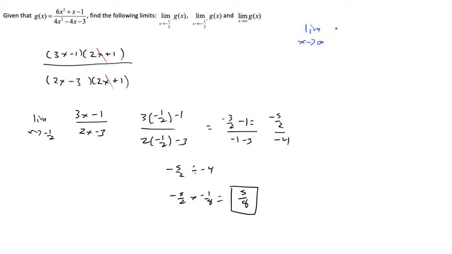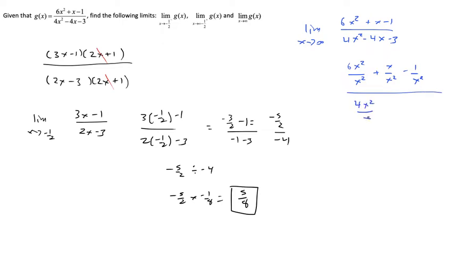Okay, what about the limit as x approaches infinity here? Now, if you look at the original function, we got the 6x squared plus x minus 1 divided by 4x squared minus 4x minus 3. We want to look at the denominator. The highest term here is that x squared. So we're going to divide everything by x squared. So 6x squared over x squared, x over x squared, and minus 1 over x squared on the numerator. And on the denominator, same thing. We're going to divide each term by x squared.